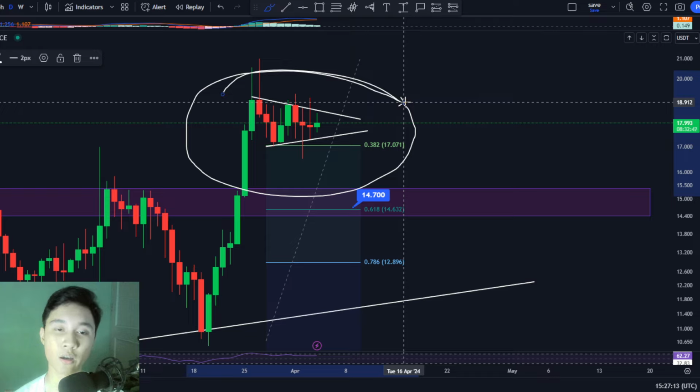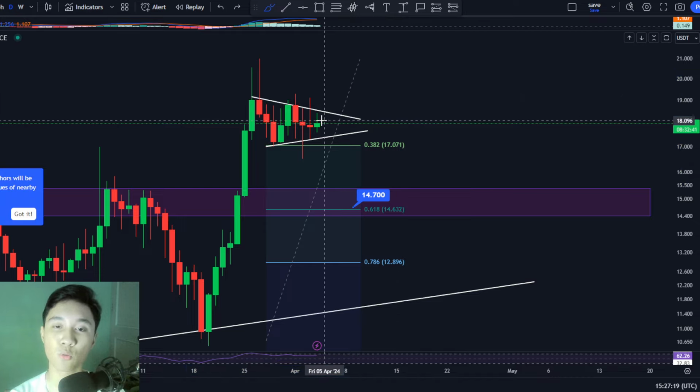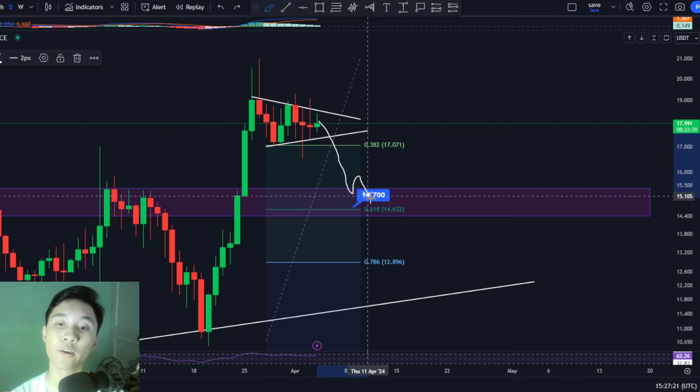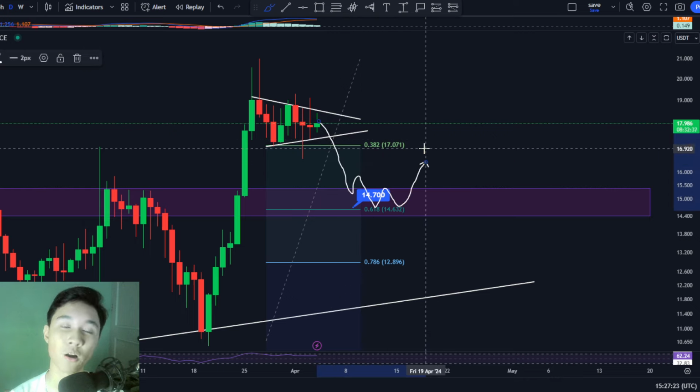So just be warned about that and expect, like I've said, I'm expecting volatility in the next couple of days or weeks. And if we do see a dump towards the downside, that would serve as a buying opportunity for ICP, in my honest opinion.